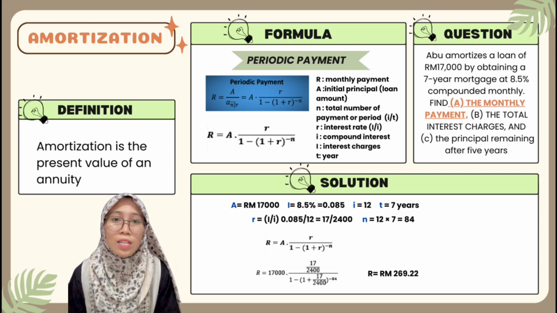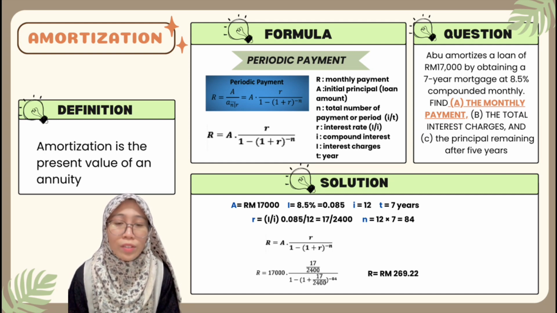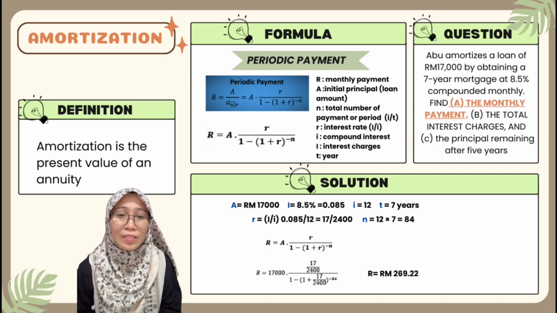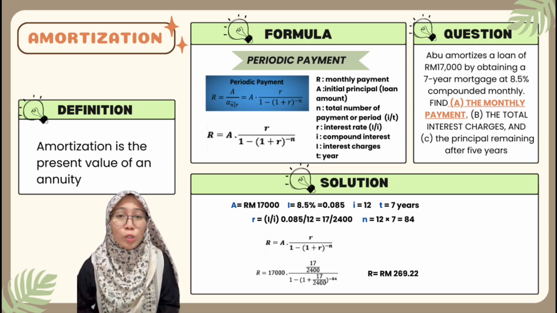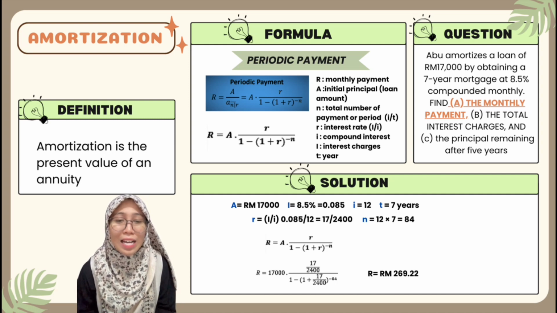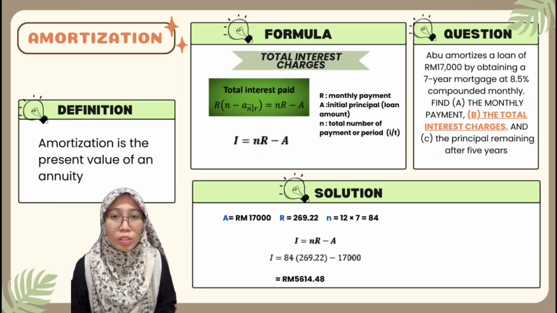Small r is the interest charge divided by the compound interest, which is 0.085 divided by 12, and the total is 17 per 2,400. The total number of payments is 12 times 7, and the total is 84. So A, 17,000, times r, 17 per 2,400, over 1 minus 1 plus r, 17 per 2,400, to the power of negative n, which is 84, and the answer is RM 269.22.